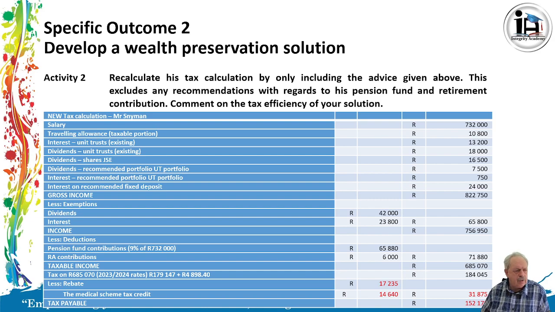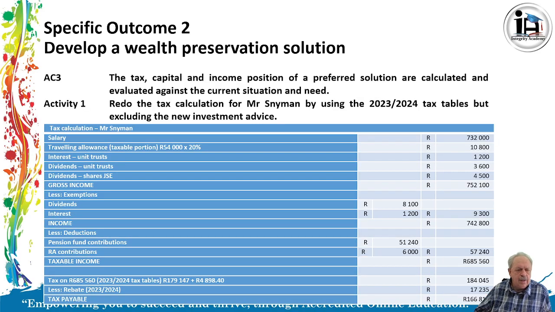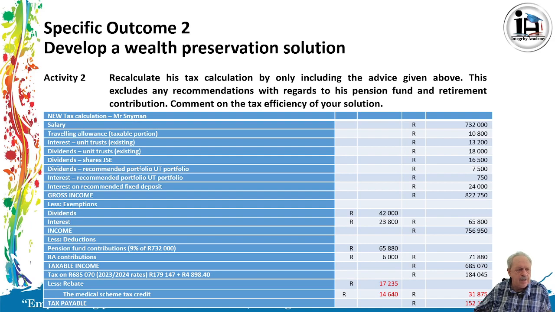Then we have also looked at his pension fund and increased it to the maximum limit, which is 65,880, plus his RA contribution of 6,000, gives us 71,880 that we can deduct. That brings us to 685,070. You would see on the previous calculation it was 685,560. So there was a very slight decrease of about 490 Rand in his taxable income. So even though his gross income went higher, we've managed to get his taxable income lower.